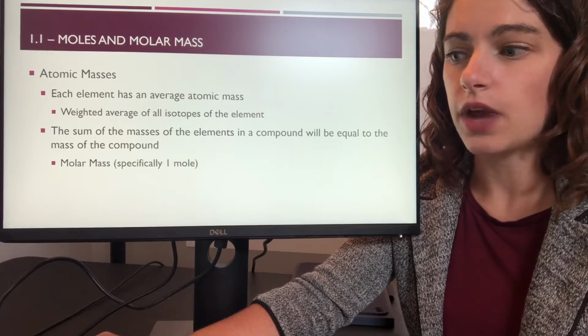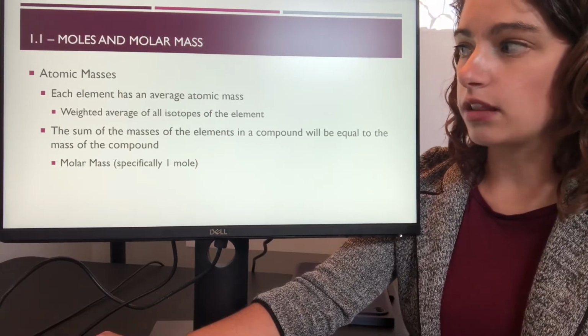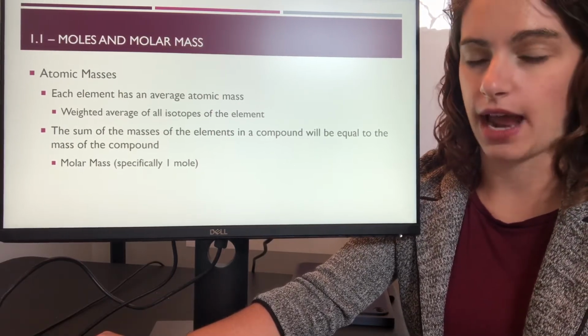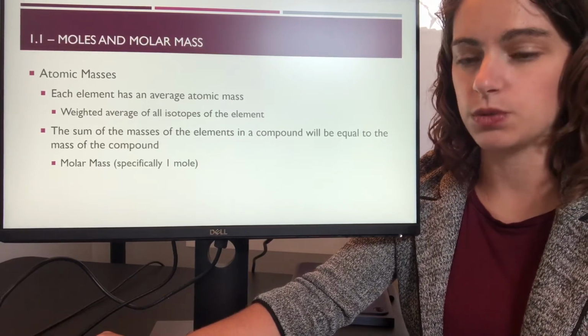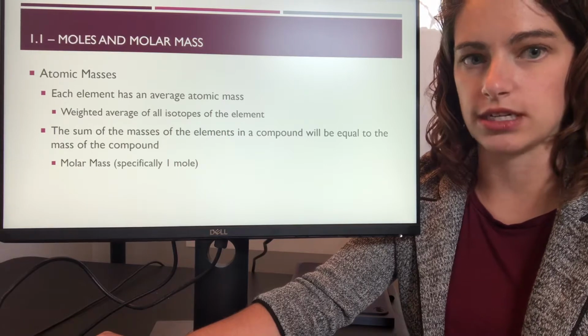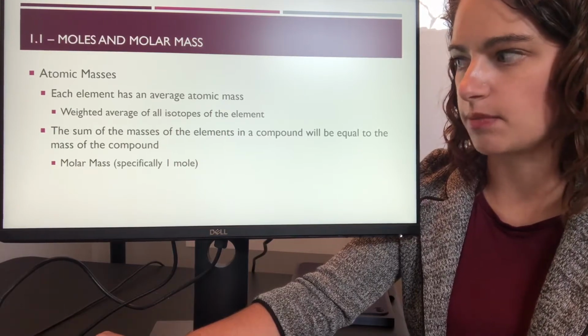numbers. So as a reminder, each element has an average atomic mass. This average atomic mass is a weighted average of all isotopes. We're going to come back and talk about that in more detail in a later unit when we talk about atomic structure.